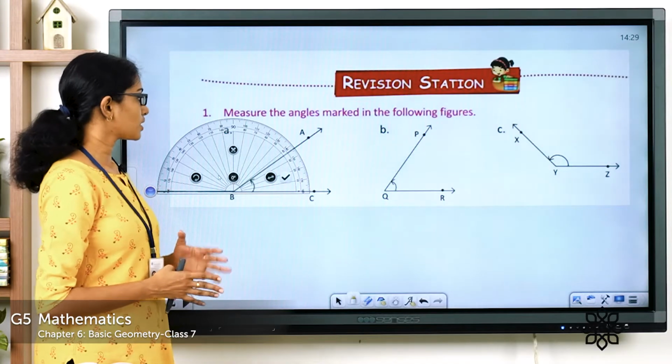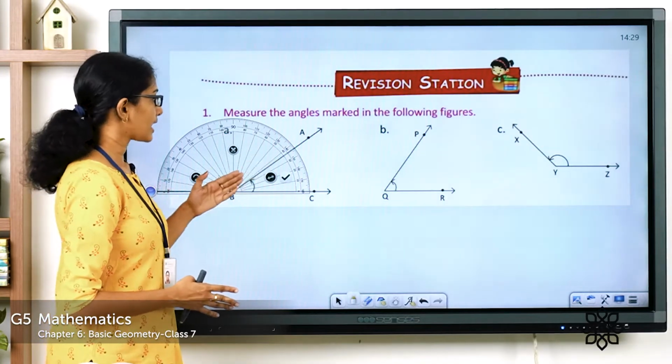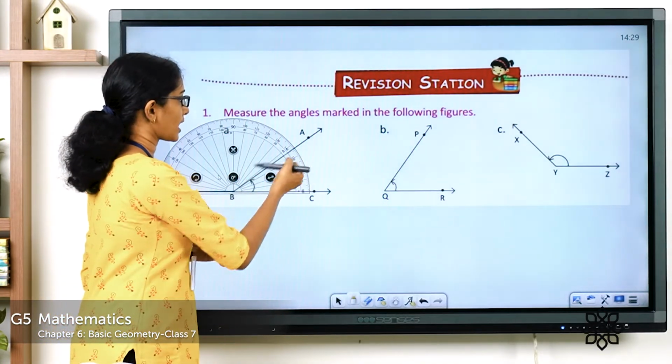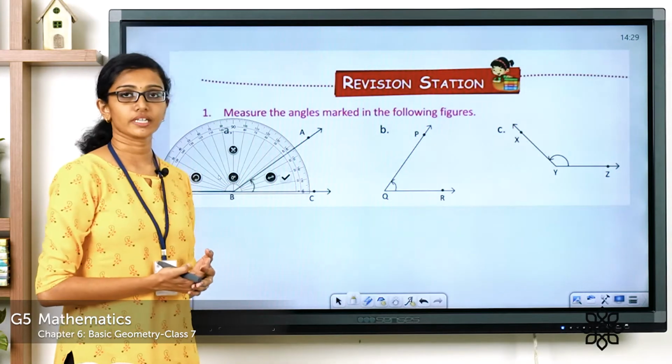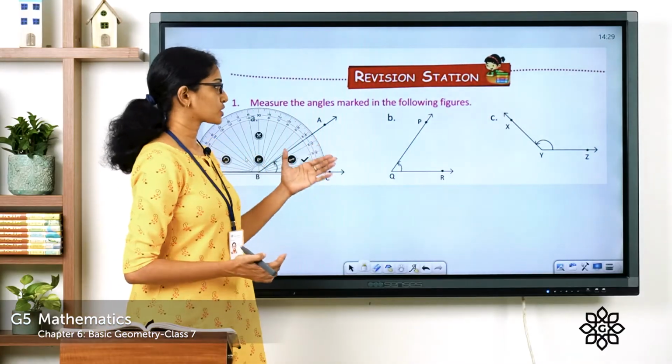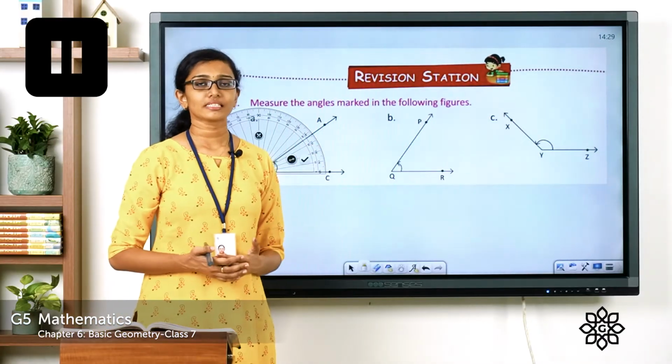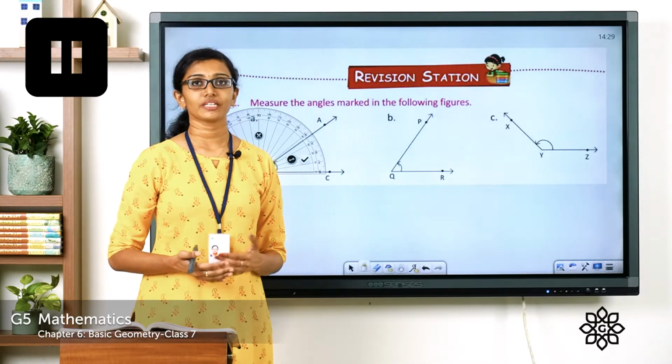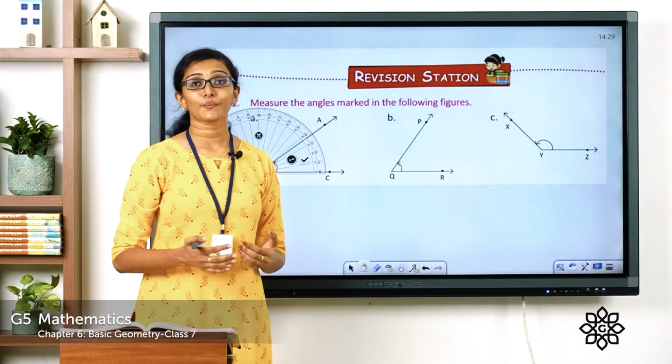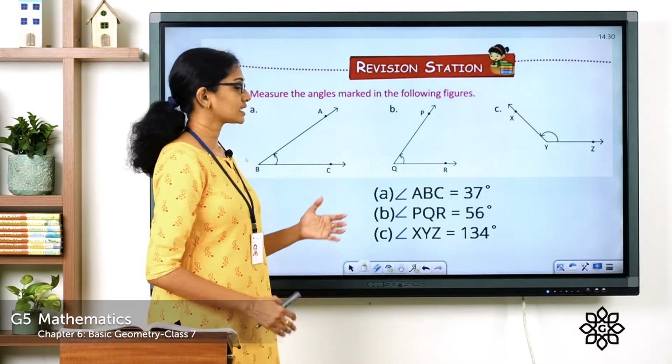So what is the measurement of the first angle? Angle ABC measures an angle of 37 degrees. So similarly, you have to measure the other 2 angles. Do this as an activity now. Please pause the video, finish it and come back. Hope you are done with that. Now, let's see the measurements.